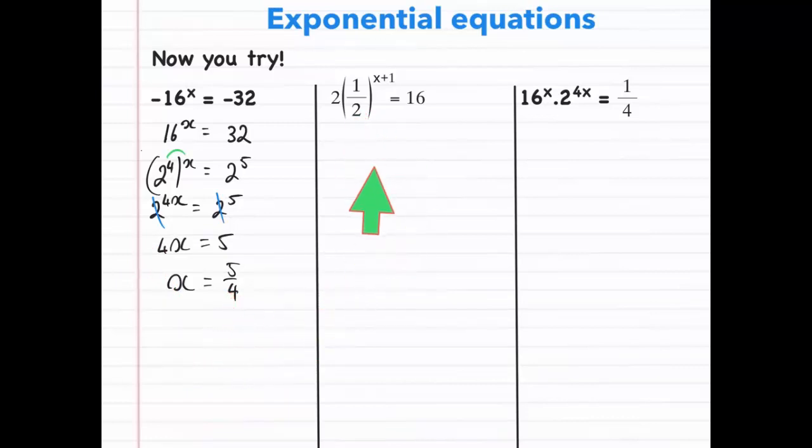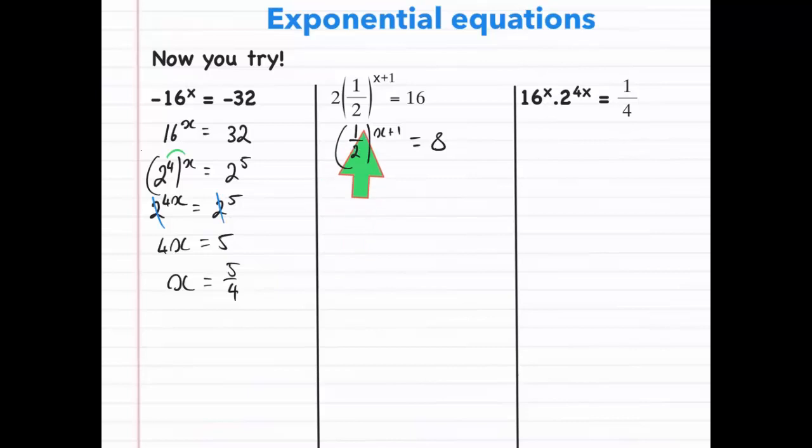And how about the next example? Well, the base here is a half to the power of x plus 1, because everything in the brackets belongs to that exponent and not the 2, okay? The 2 is a coefficient of this base. So basically we have a half to the power of x plus 1 equals 16 divided by 2, which is 8. Now, this doesn't help me because we want to get the bases to be the same.